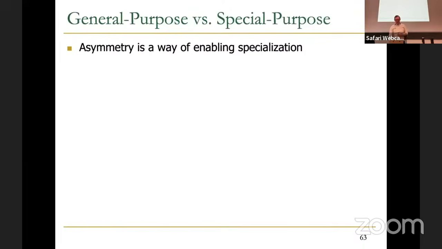Okay, now let's go into a little bit more. Essentially, asymmetry is really a way of enabling specialization, right? There's always this tension between general purpose and special purpose. It's always been there. Since computers were being, let's say, implemented, initial computers were actually quite special purpose, right?